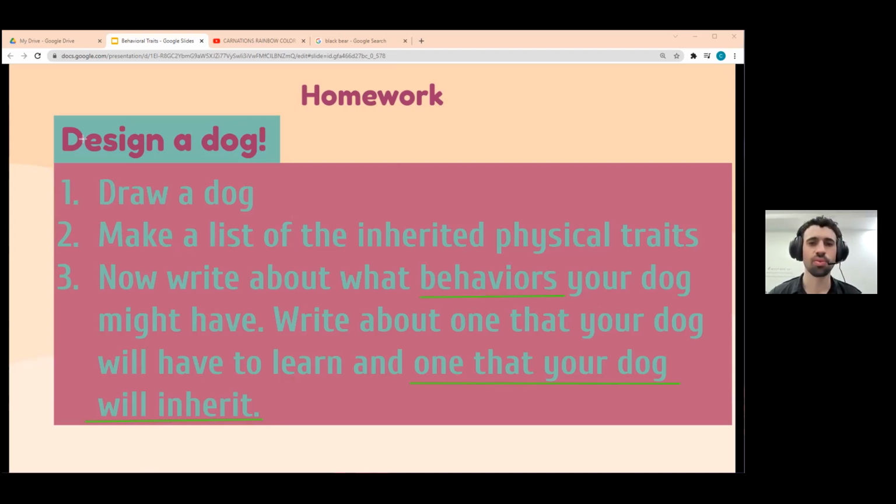So once again, draw a dog, make a list of the inherited physical traits, and write down behaviors your dog might have, one that it has to learn and one that it will inherit, okay? That is your homework. Does anyone have any questions?